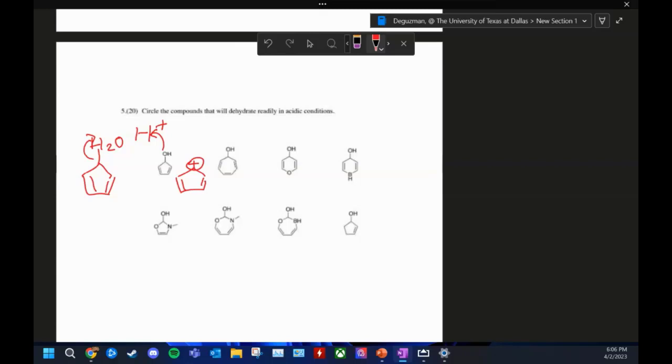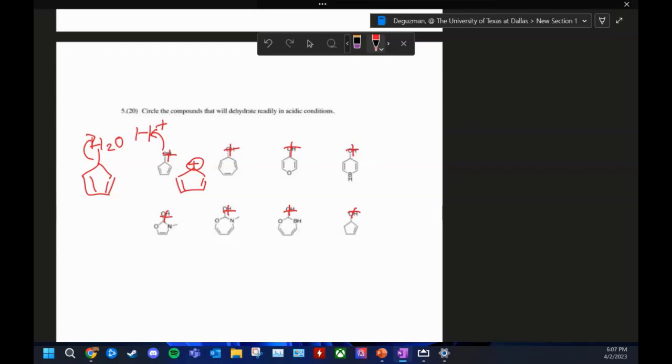So we're going to basically be replacing each of these OHs with a plus, right? And just going through this, we're going to circle which of these dehydrate readily in acidic conditions. So how can we determine that? What are we going to be looking for? Going to be looking for aromatic stability, right? So we're going to be looking for aromatics or just some kind of stabilizing effect for these positive charges, right?